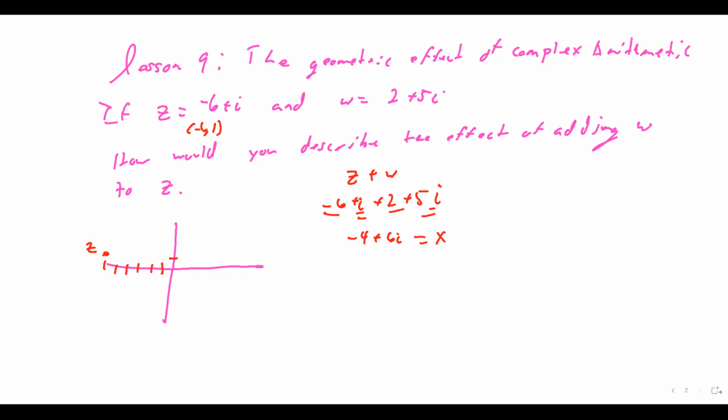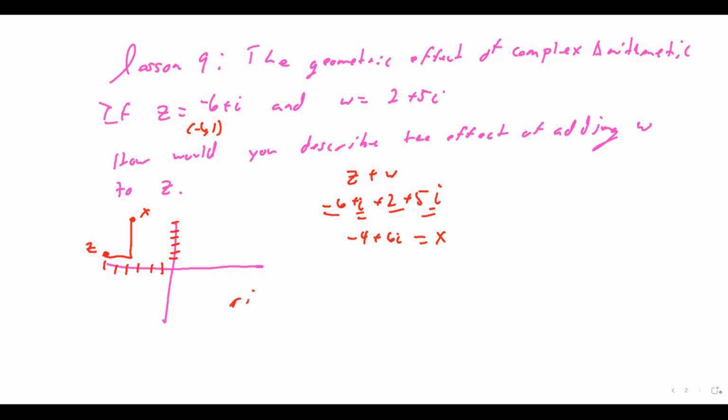So I would go, all right, well, -4 would be 1, 2, 3, 4. 1, 2, 3, 4, 5, 6. So 1, 2. And this would be where X would be, right? But I want you to describe how I went from there to there. And what would you say?